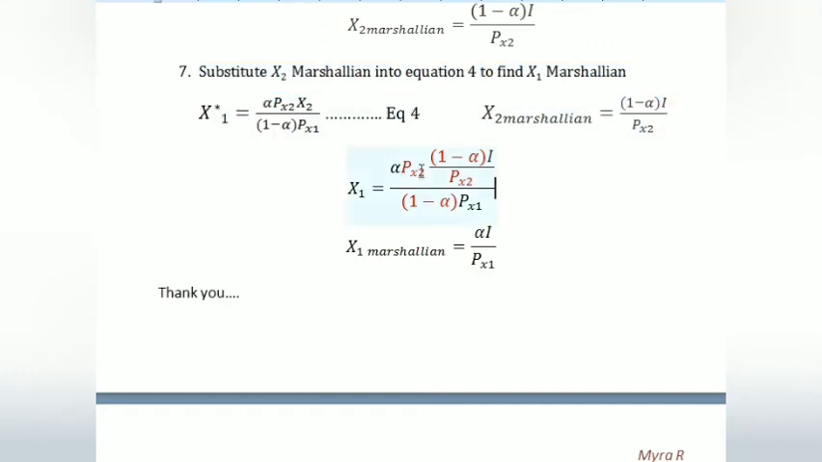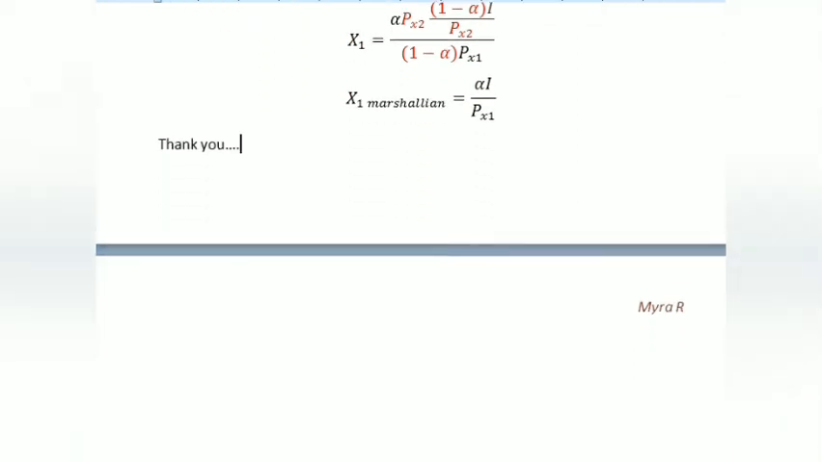So we rewrite equation 4. We just substitute x2 Marshallian into equation 4. So Px2 over Px2 we get 1, and 1 minus alpha over 1 minus alpha is also 1. So we get x1 Marshallian equal to alpha multiplied with I over Px1.